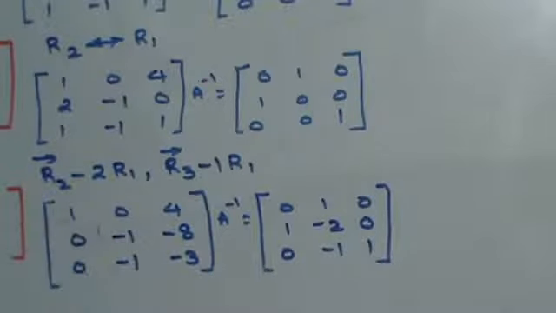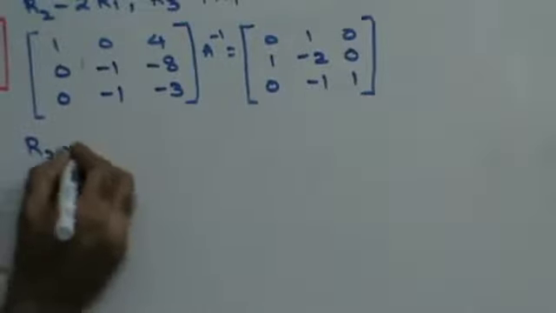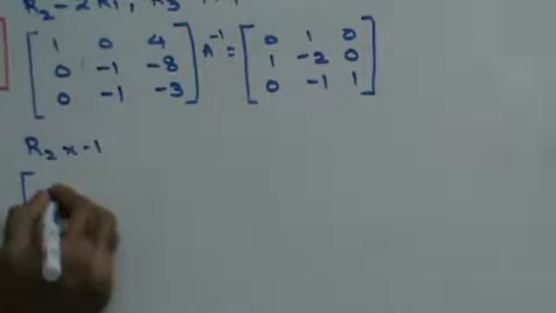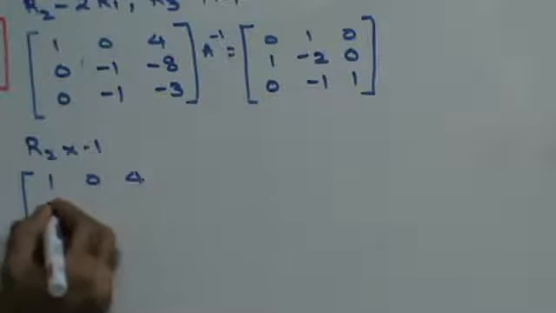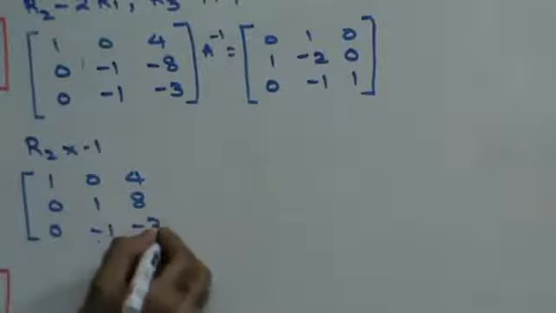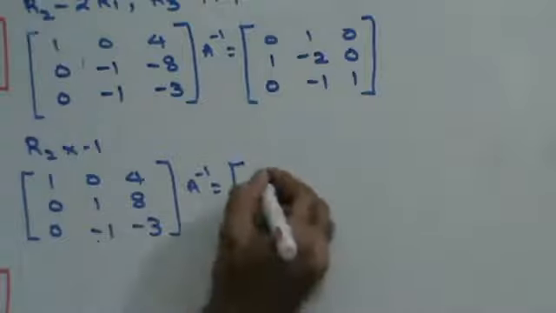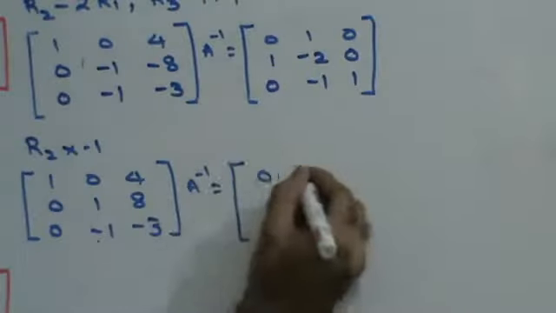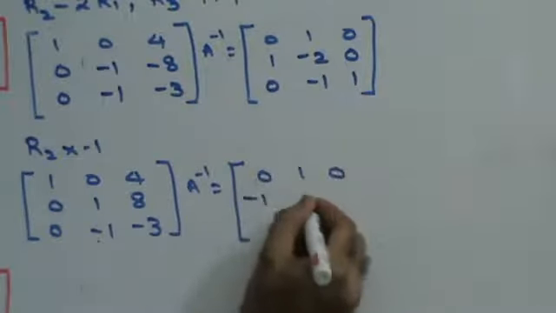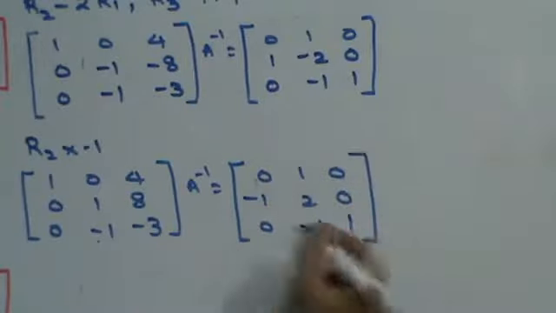I want to make the number in the fifth position as 1. How do I do that? Multiply by minus 1. R2 into minus 1. So this will be 1, 0, 4. It's turning out to be very simple, guys. 1, 0 minus 1 minus 3. Into A inverse is 0, minus 1, 2, 0, 0, minus 1, 1, right.